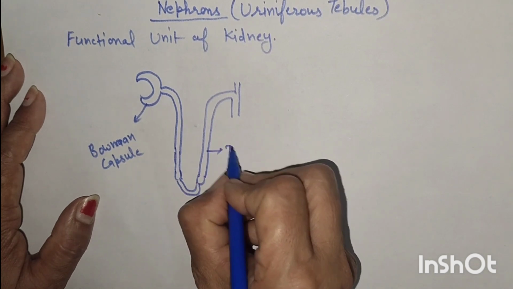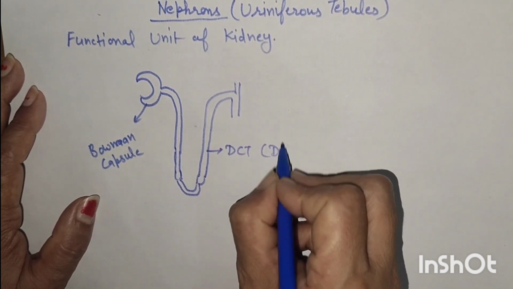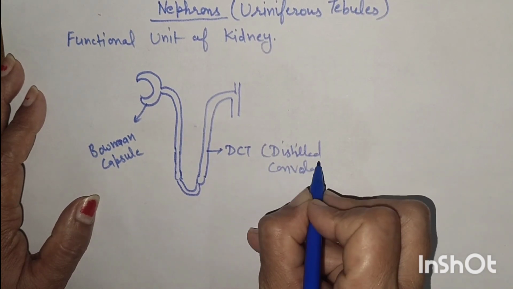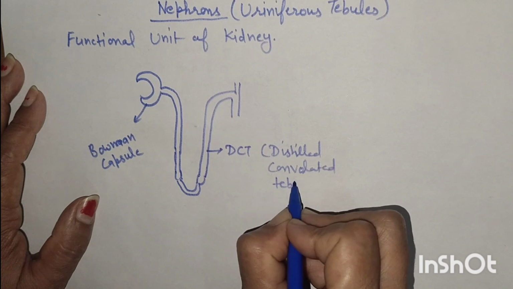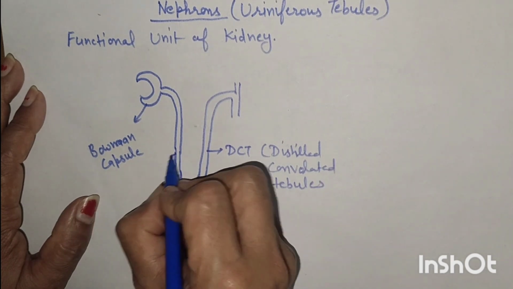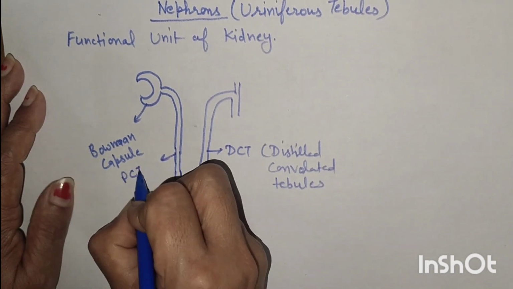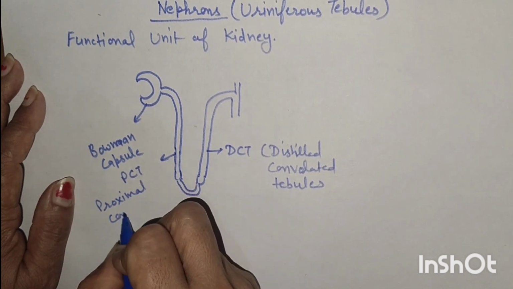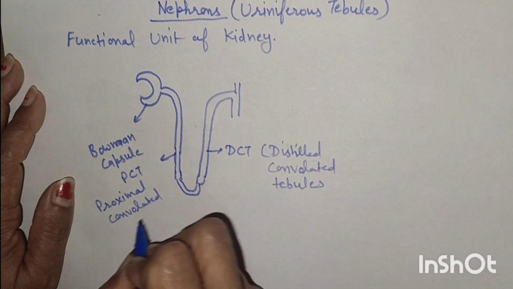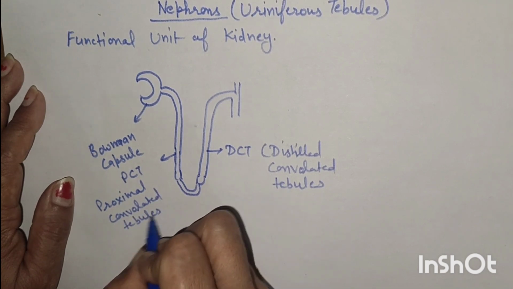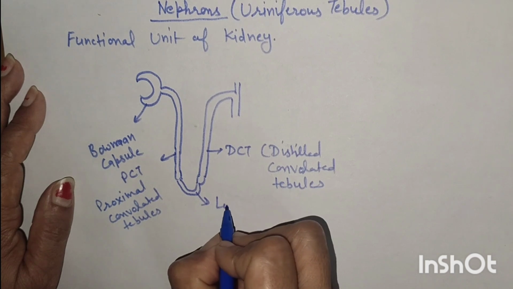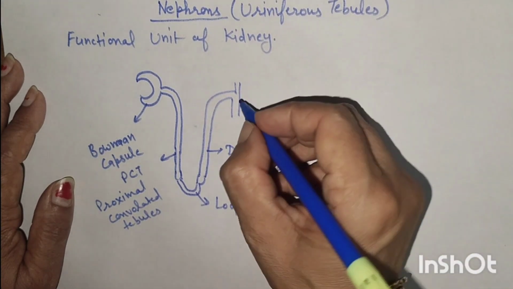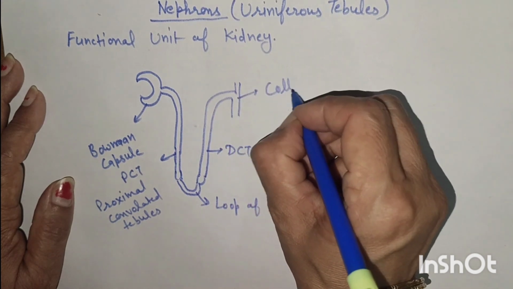This is called the DCT, or distal convoluted tubule, and the PCT, proximal convoluted tubule. This thin part is called the loop of Henle, and this is called the collecting duct.